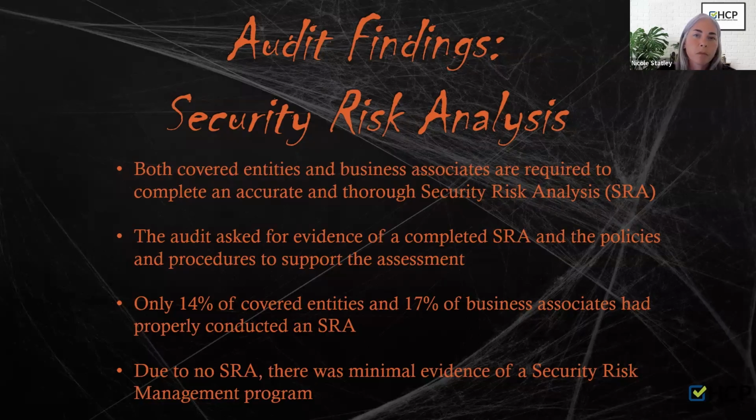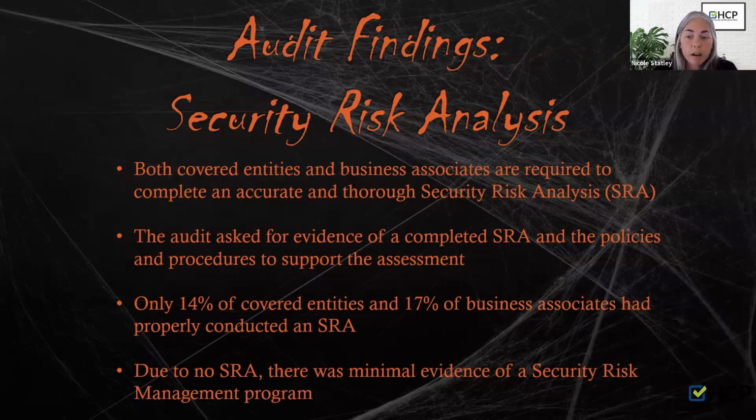So, as I said, if you're a covered entity, business associate, if you are subject to HIPAA, you must complete a security risk analysis. So, what this audit did is they asked for evidence of a completed SRA and the policies and procedures to support the assessment. So policies and procedures around, number one, conducting it. And number two, what are we going to do with it once we have conducted it? What are we going to do with that information?